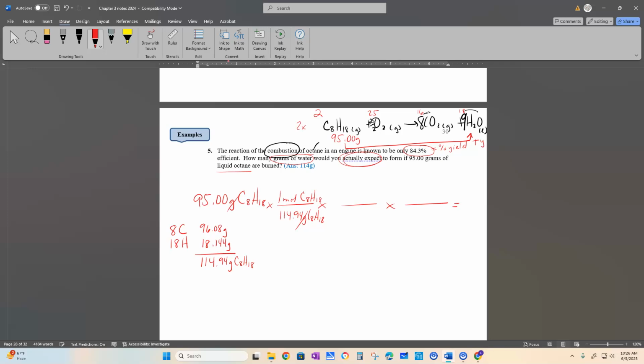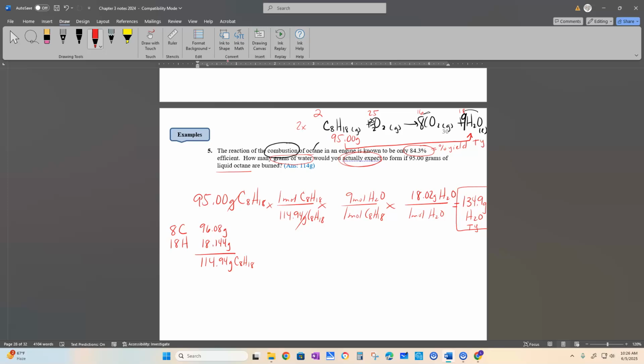And now let's get rid of the chemical. According to my equation, I have for every 1 mole of C8H18, I have 9 moles of water. And just like the one before, molar mass of water, 18.02. Okay? All right, so we're going to multiply on top, divide by 114. And once we do that, we should get, theoretically, 134.9 grams of water.